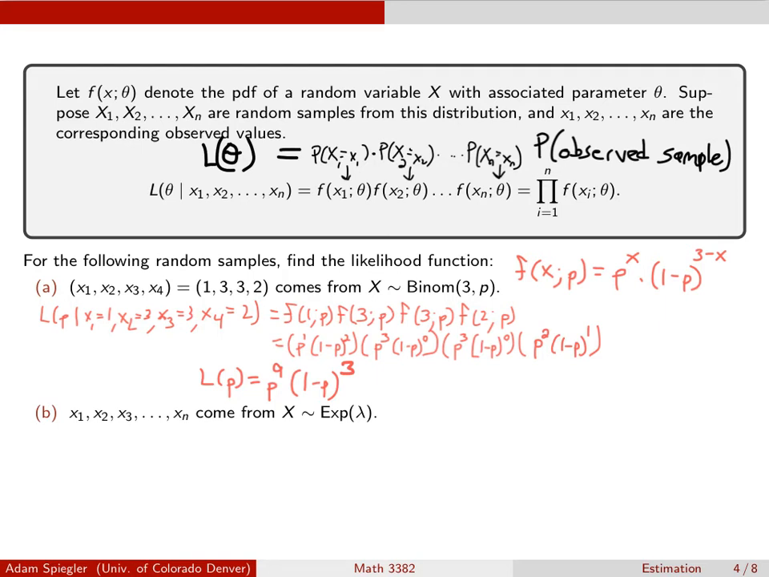And then what's still left to do is figure out what value of p is going to give us the biggest likelihood, is going to maximize the function L. But we'll take a look at that next.